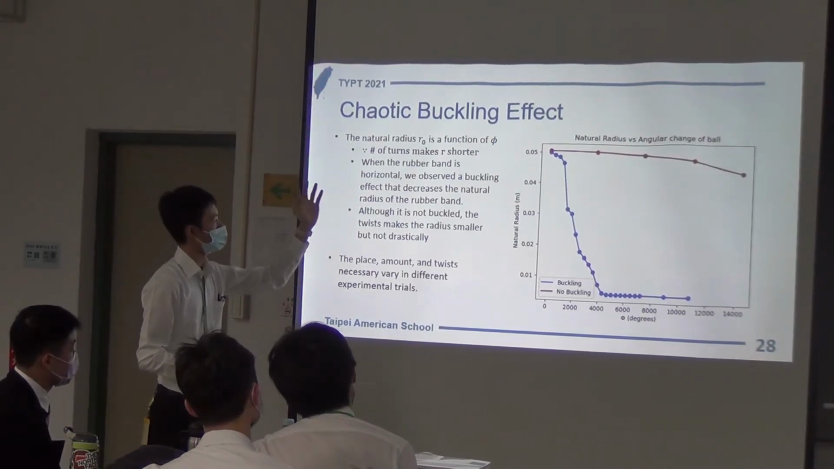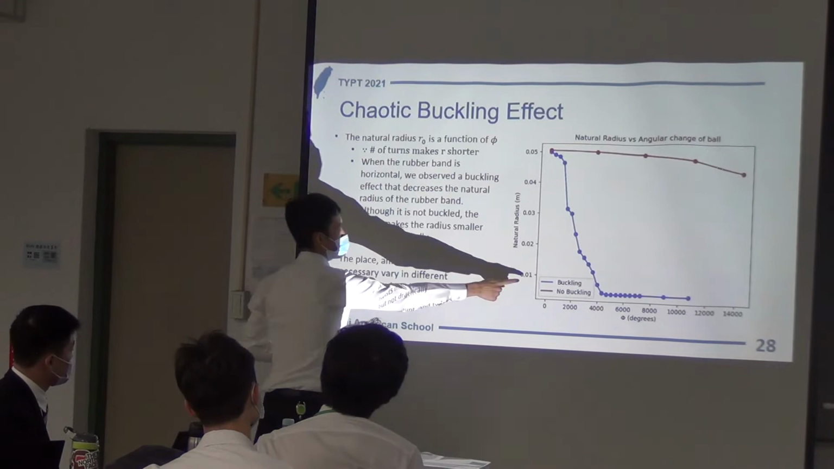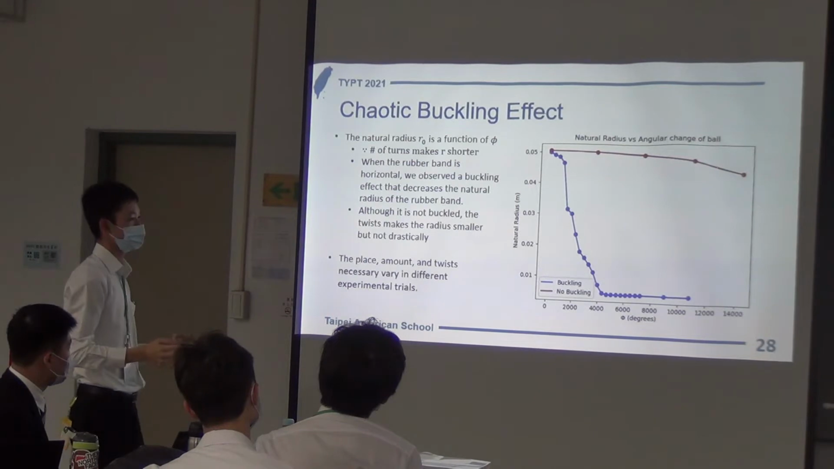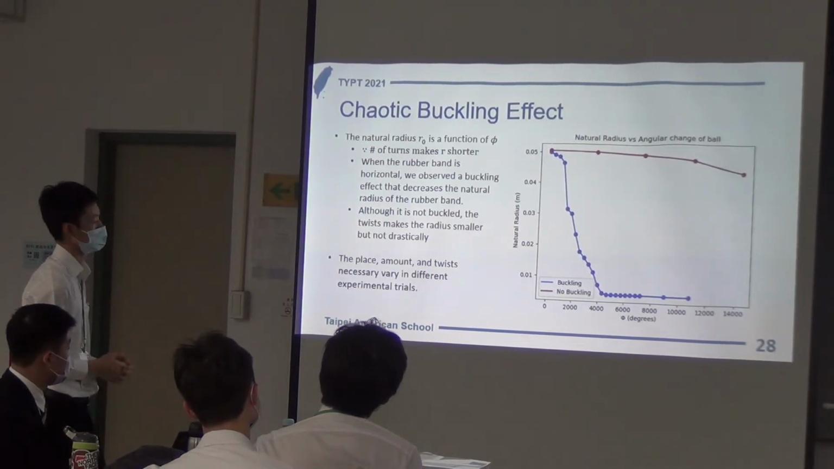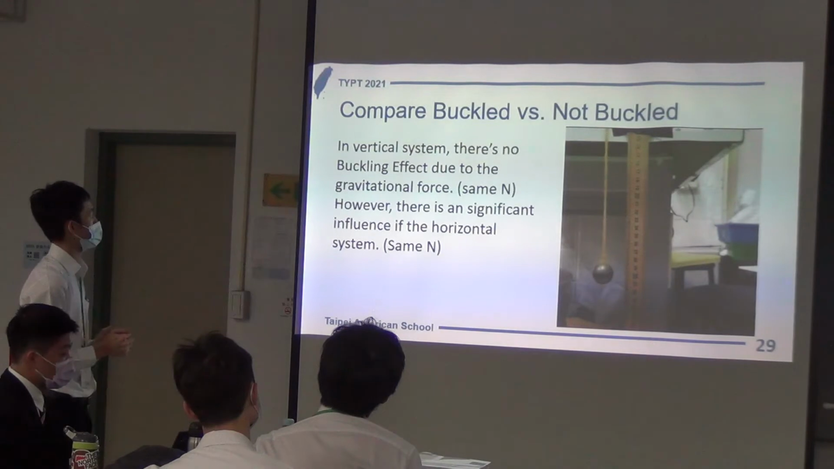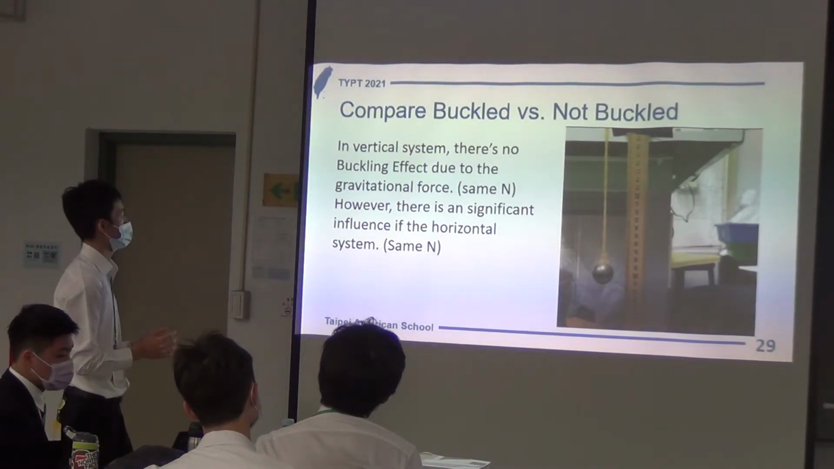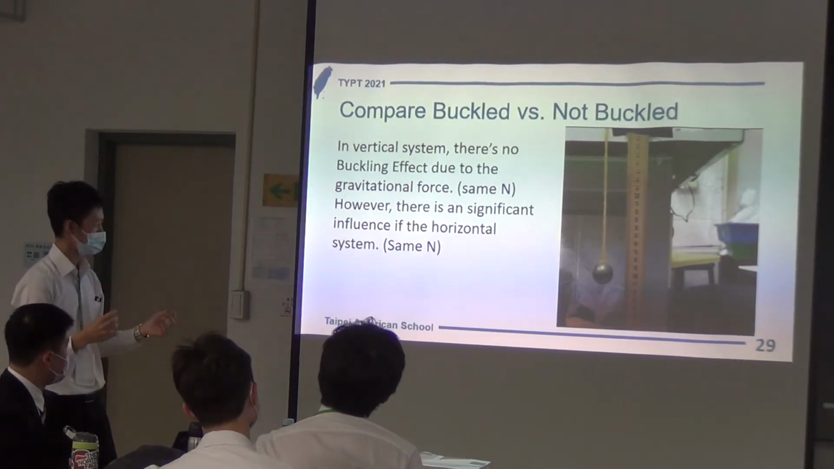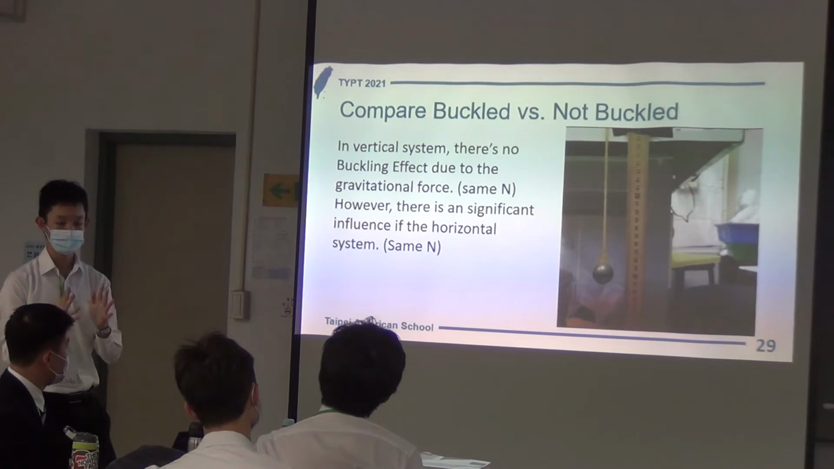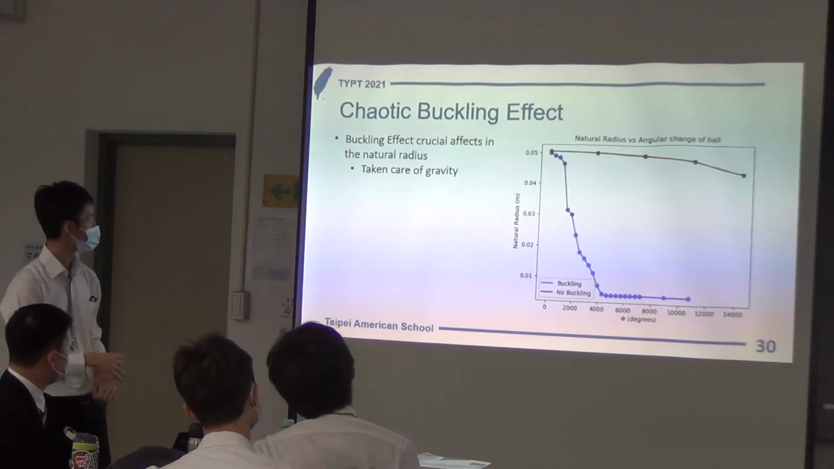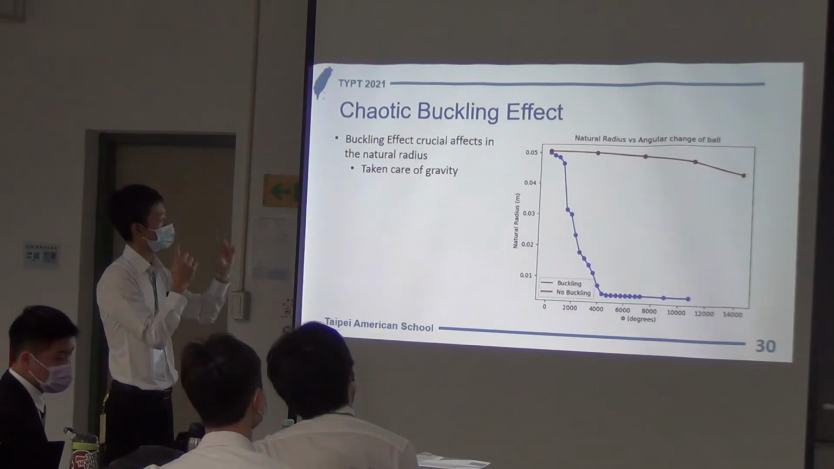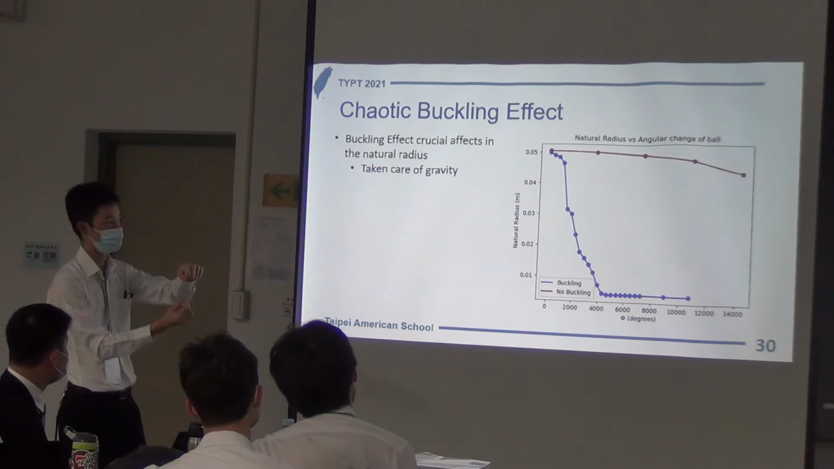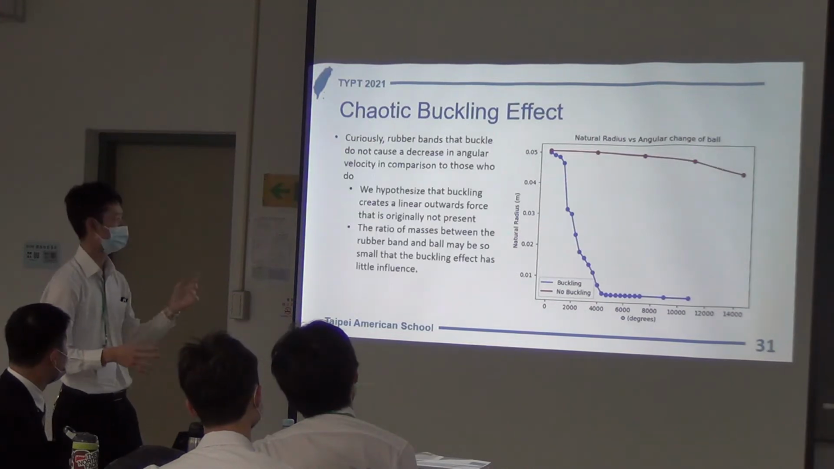Here we have a graph of natural radius versus angular change of the ball. The blue is for buckling, and the red is for no buckling. We also notice that the amount and distance necessary vary for experimental trials. Note here that in the vertical system there will be no buckling effect, because the gravitational force basically unbuckles the rubber band. However, there is significant influence in the horizontal system, where no force stretches apart the buckling. I will also note that gravity is taken into account here, because if you're hanging the ball, gravity will also change the natural radius. But we already shifted our graph to account for this.